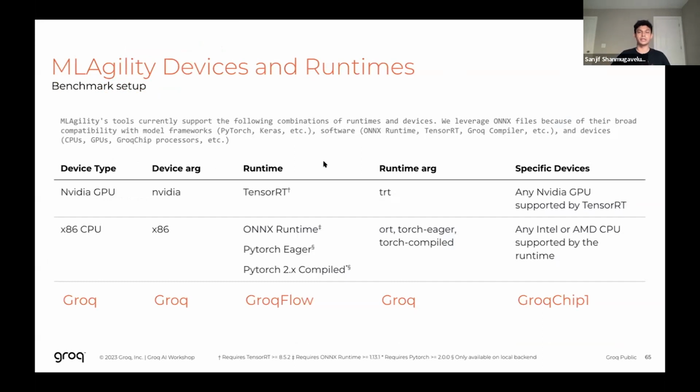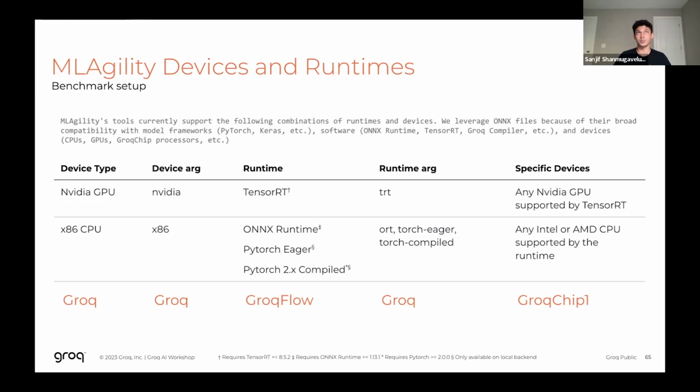So let's talk about the devices and also the runtimes available in the MLAgility benchmark as things stand right now. We have 3 hardware offerings. That's the NVIDIA GPU system and the Intel x86 CPU system. And of course, how can you miss Grok, right? And alongside those hardware platforms, we have associated runtimes to go along with them. For the GPU, we have TensorRT. Bearing in mind, MLAgility is focused on inference workloads. Grok is focused on inference workloads, and we are very interested in benchmarking inference workloads.